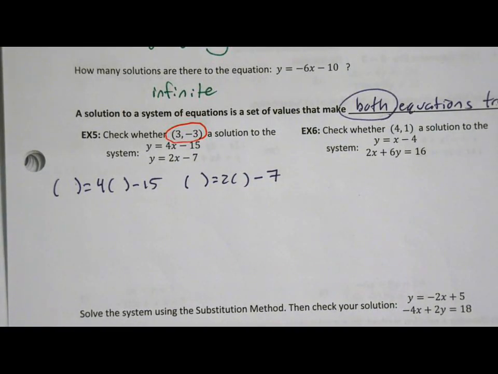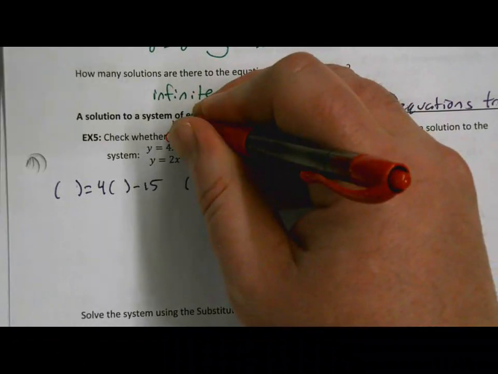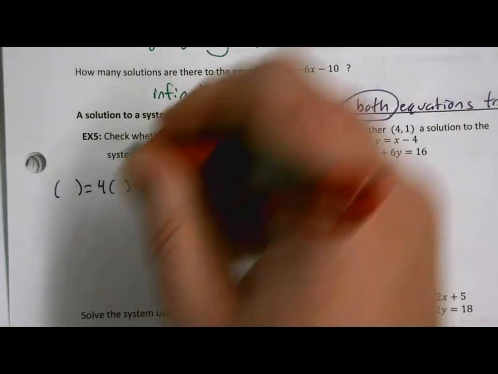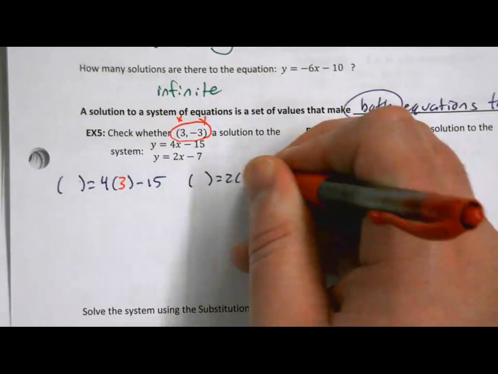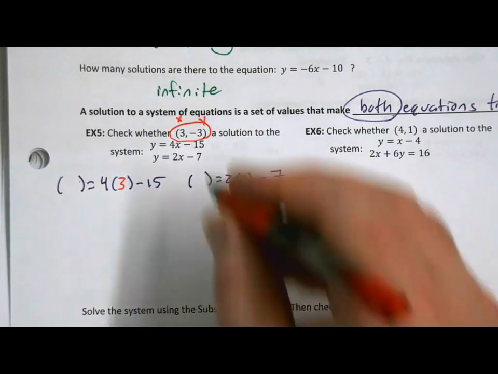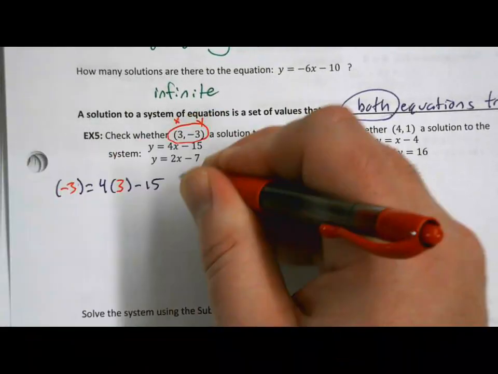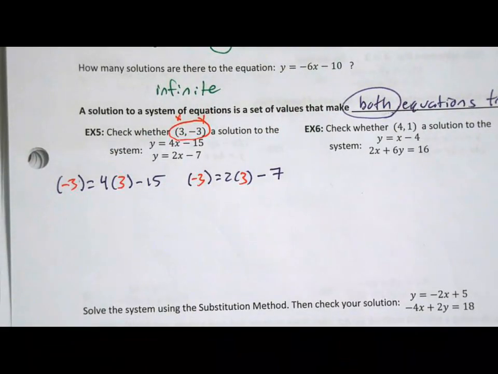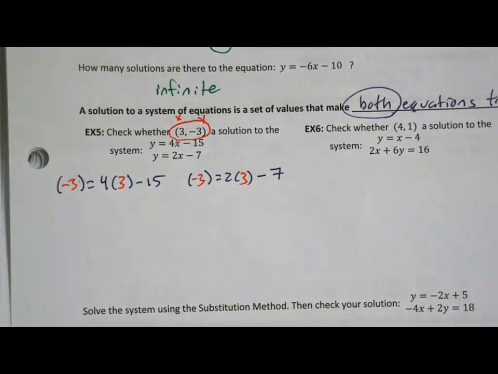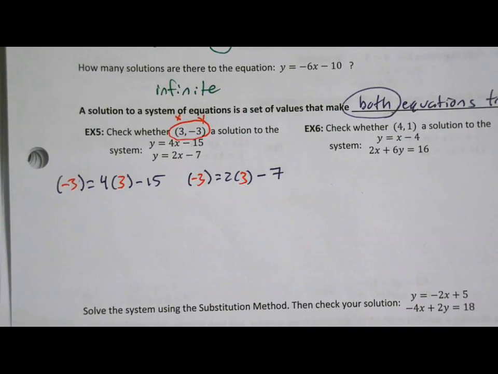So I need to plug 3 and negative 3 in. Now keep in mind, the x is 3, so 3 should go here and here. Those are my x's. And the y is negative 3, so that's going to go here and here. That was where my y's went. And then I just need to check. Now, if both of these come out true, then my answer is correct. So fingers crossed. Let's see if they both come out true.